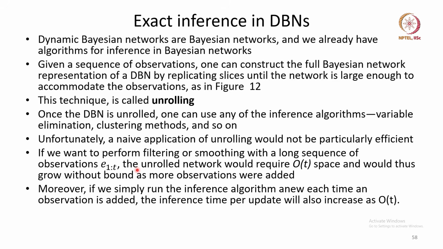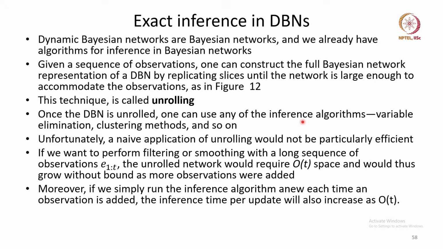So let us look at how inference actually is done. Okay, so you'll be starting with time 0, and then you'll keep on replicating slices. So you have slice 1, slice 2, slice 3, etc. Okay. So this technique is called unrolling. Okay, so you'll be unrolling one slice at a time.